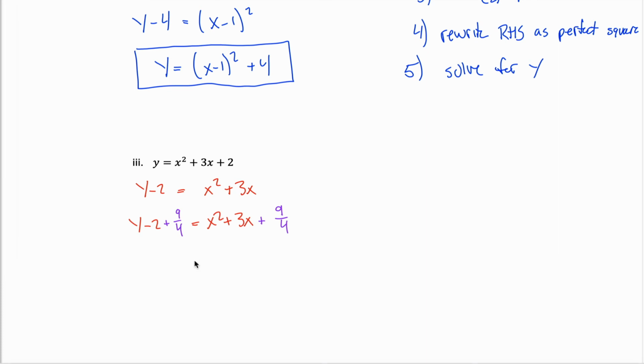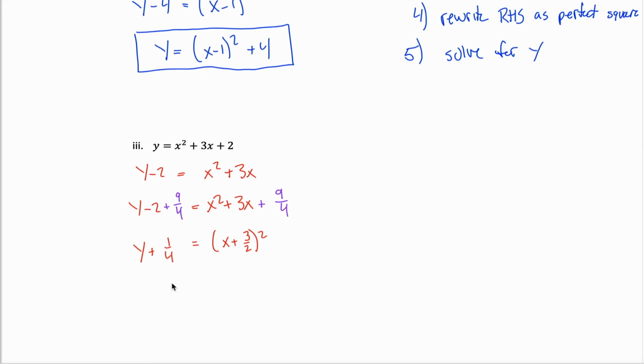The reason I added 9/4 to both sides of the equation is that it's always going to leave me with a perfect square on the right side. In this case, the right side is equal to (x plus 3 halves) squared. So I'll rewrite that right side as that perfect square. I might as well clean up the left side while I'm here. If you view this -2 as -8/4, you might be able to change the left side into y plus 1/4, the -8/4 plus the 9/4, and that's equal to (x plus 3 halves) squared. And now we're at our last step, where all we have to do is solve for y.